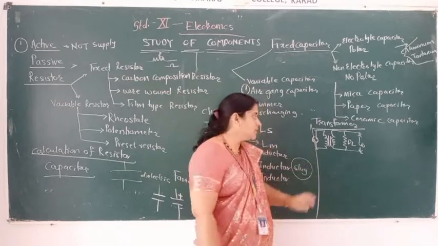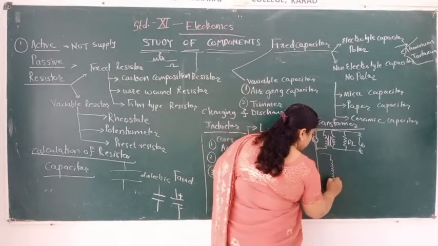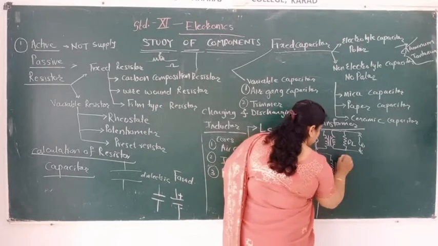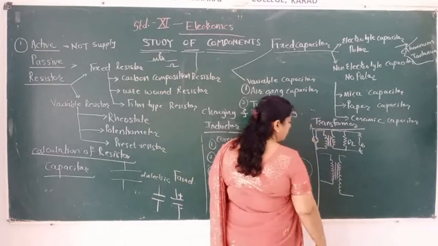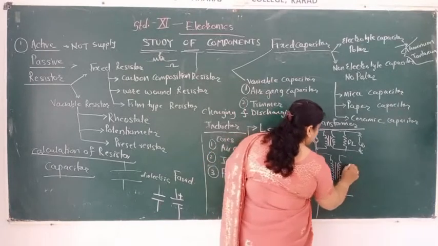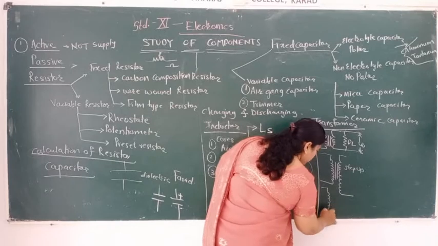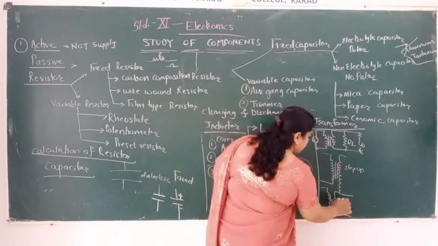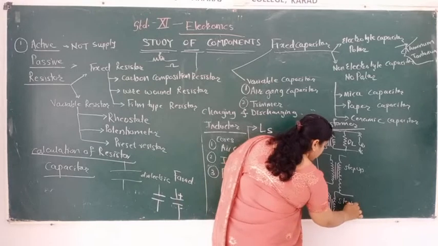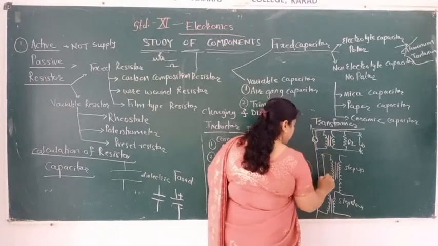See, if the number of turns of the secondary is greater than the primary, it is called the step up transformer, and exactly the opposite: if the number of turns of the primary is greater than the number of turns of the secondary, it is called the step down transformer.